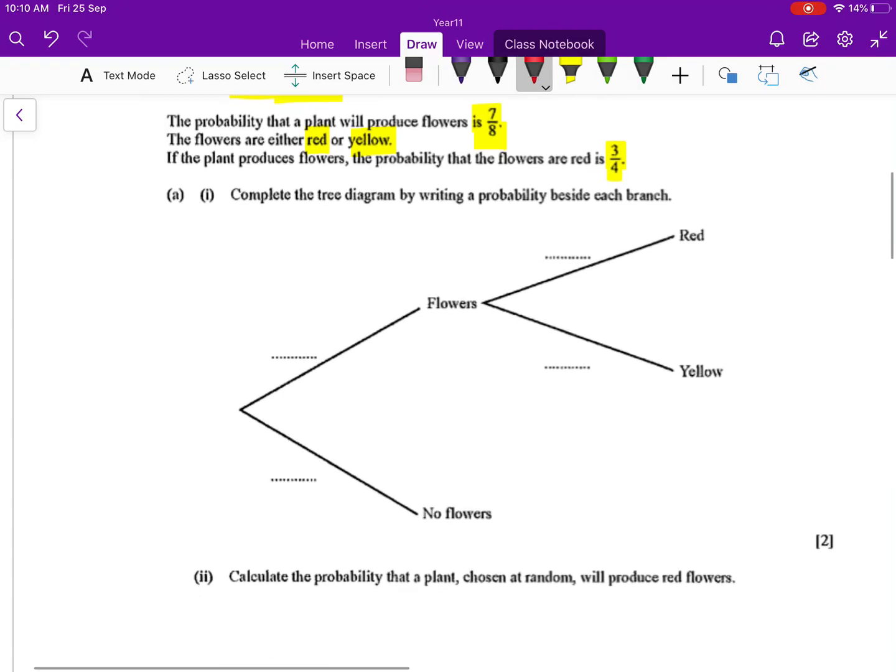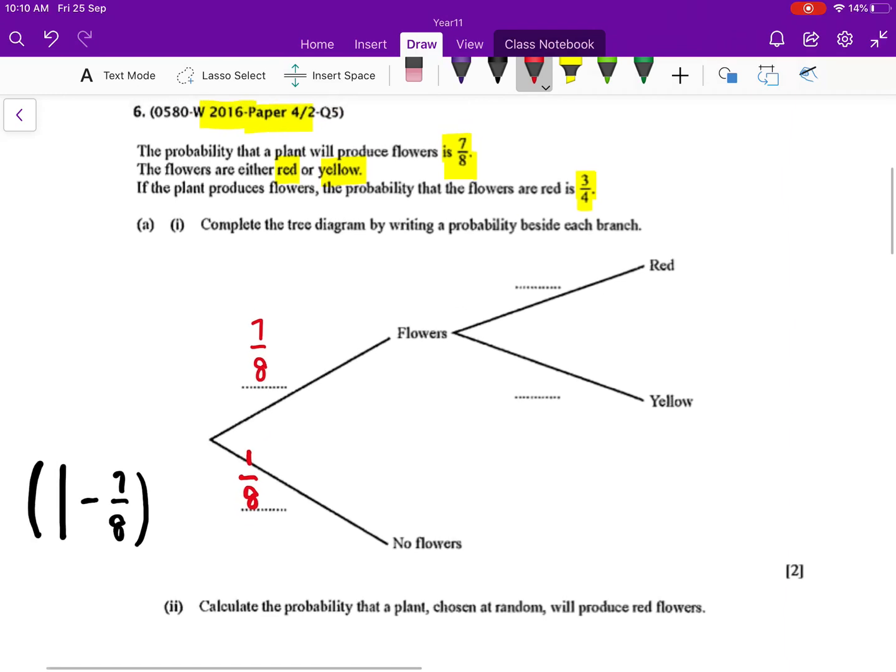Let's complete this tree diagram together, where the probability that a plant will produce a flower is 7/8. To get the probability that the plant will not produce a flower, you need to take the total of 1 and minus 7/8, so you will have the answer 1/8. Okay, moving on to the second branch.